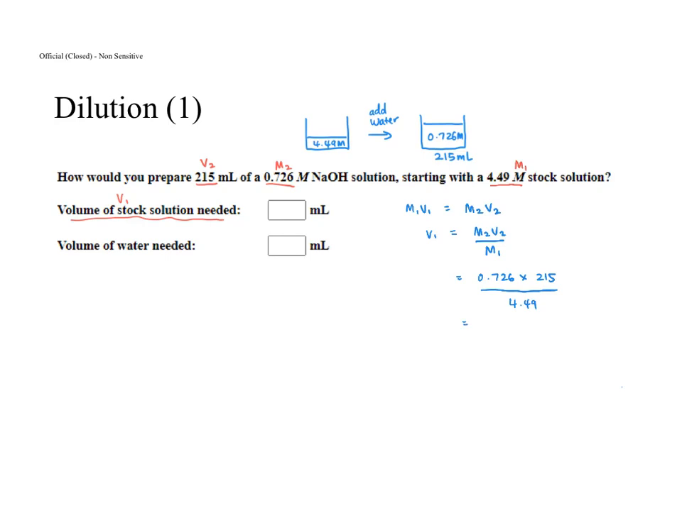Key that into your calculator, you should get 34.8 mL, or you can also round it to 35 mL because we are just measuring the volume up to the nearest milliliter. So V1 would be 35 ml. Now to find out how much water you need, just take the final volume, which is 215 ml, minus the initial volume of stock solution, which is 35 ml. And you should get 180 milliliters.